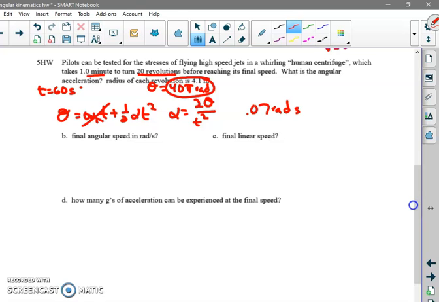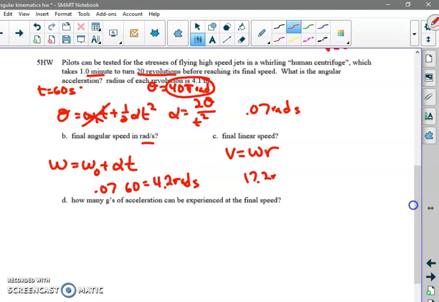Okay, now final angular speed in radians per second. Well, what do we have? We've got acceleration, so I can say final omega equals initial omega plus alpha t. Alpha is 0.07. We've got 60, so that gives us 4.2 radians per second. Final linear speed, well, we got omega, so final linear speed is omega r. I'll let you put those numbers in, and you should get 17.2.